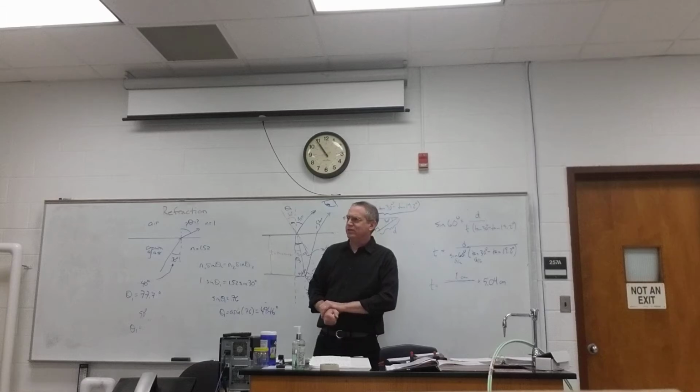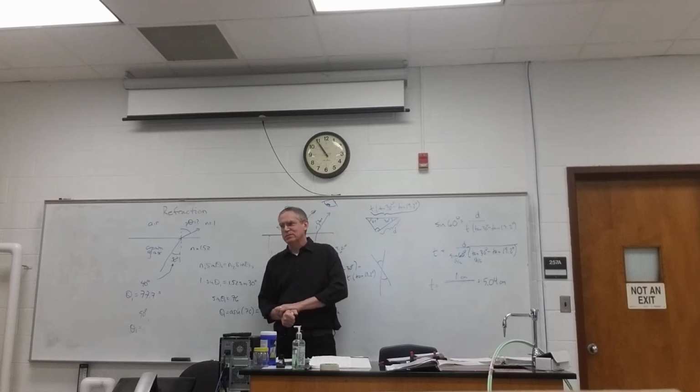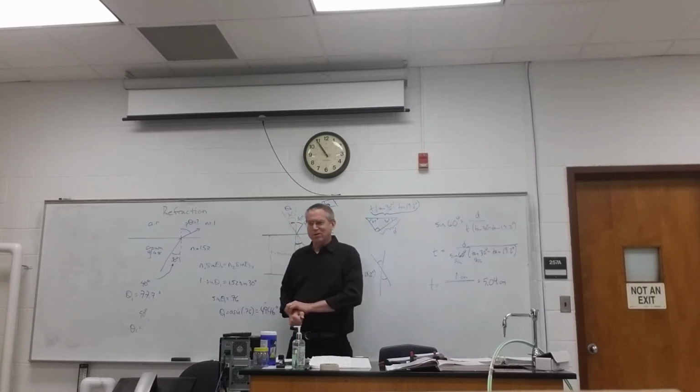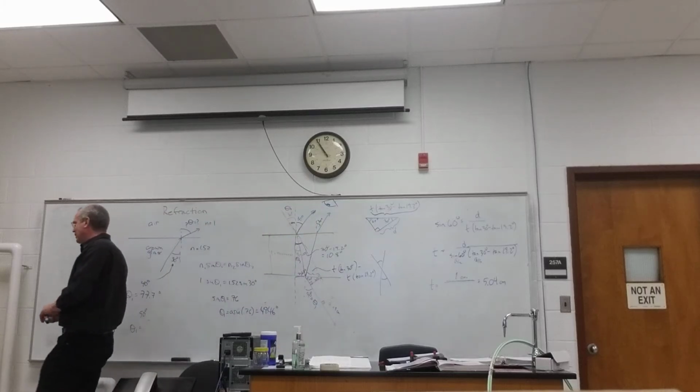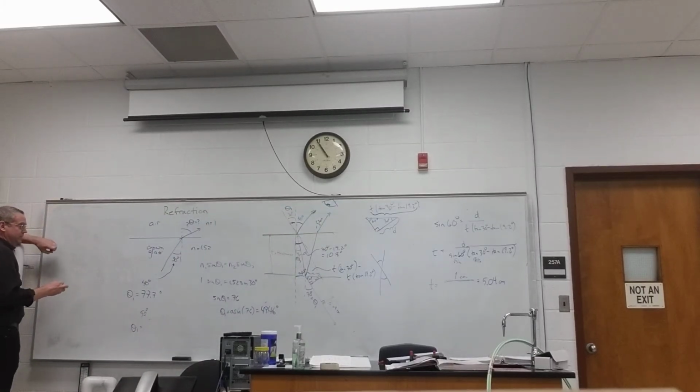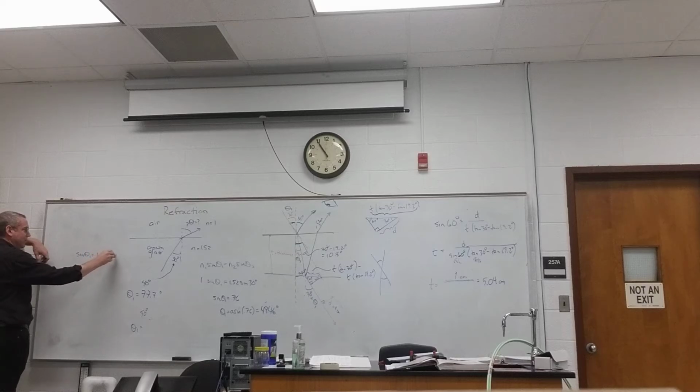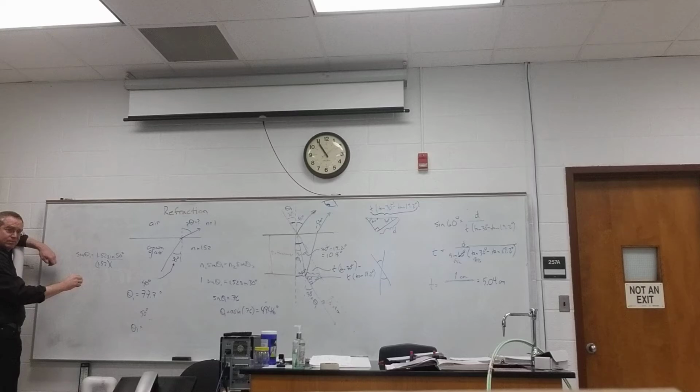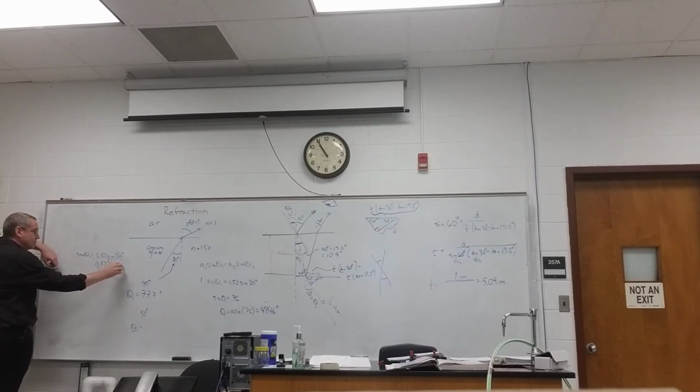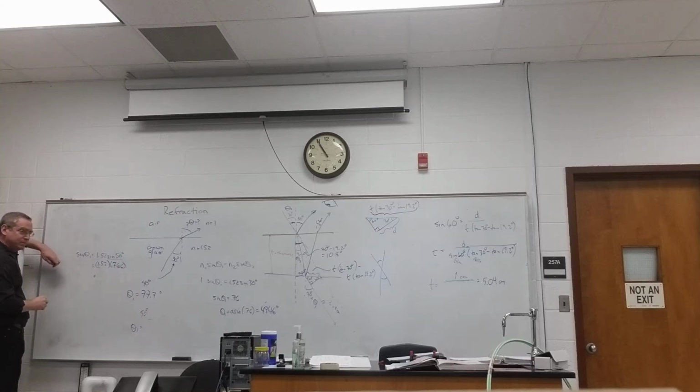Lisa, did you get an answer? It says I get domain error. Domain error. That's what I'm getting too. Well, let's take a look at that. So I have sine of theta 1 is equal to 1.52 times the sine of 50 degrees. What is the sine of 50 degrees? .766. And if I multiply those together, what do I get?